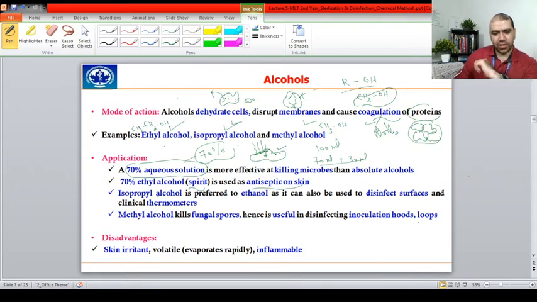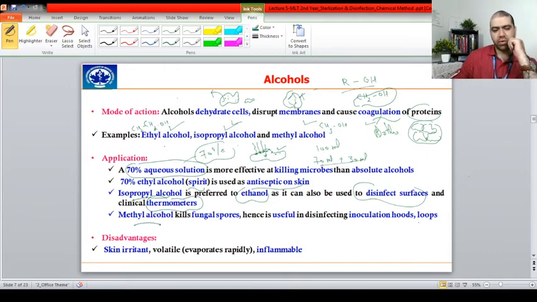So now another alcohol that can be used is isopropyl alcohol, and it is preferred over ethanol in cases where you have to disinfect surfaces, or you have to disinfect the thermometers which you are using time and again for checking the temperatures of the patients.